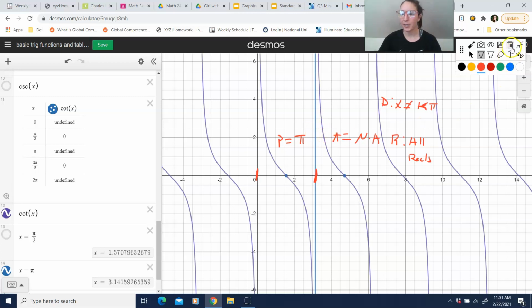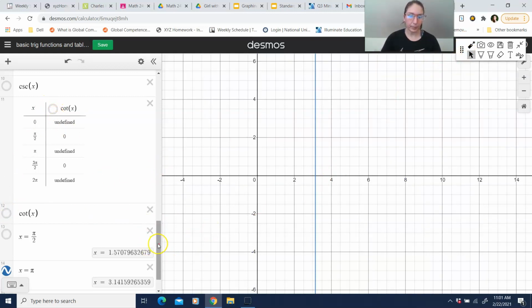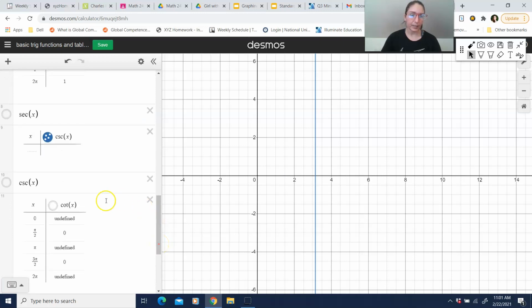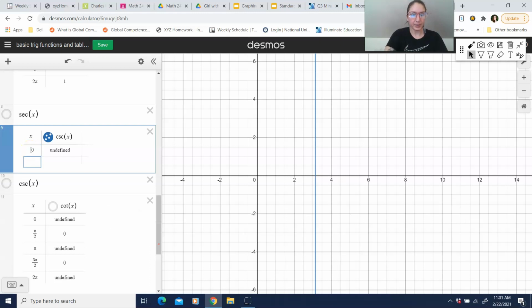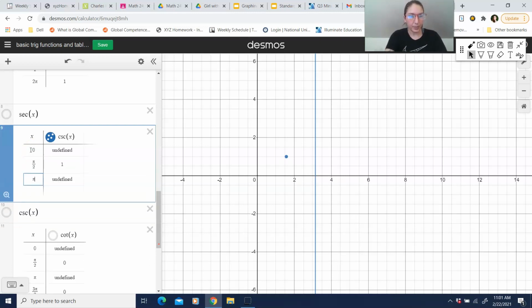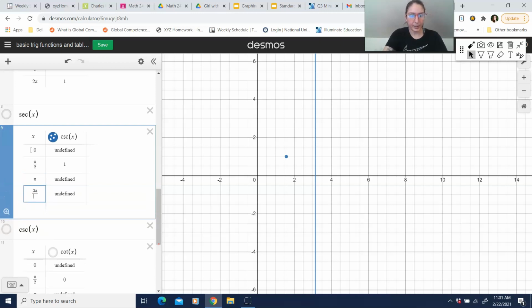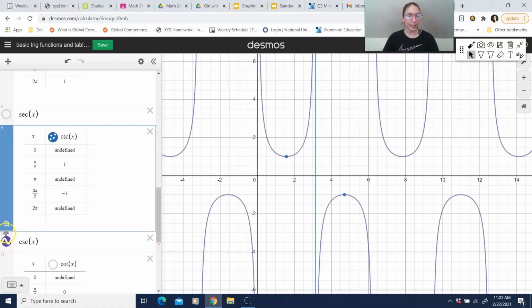All right, last guy is cosecant. Oops. Cosecant. Thank you, cotangent. Let's now look at cosecant. The cosecant is opposite of sine. 0, pi over 2, pi, 3 pi over 2, and 2 pi. All right, we also have some undefined. So let's see what the reciprocal of sine looks like.